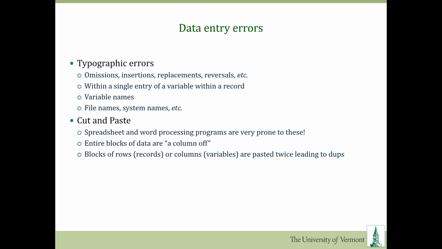Cut and paste errors happen when, in spreadsheet and word processing programs in particular, you cut a column or a row and paste it in the wrong column or the wrong row, and all the data are then off by one column, all the variables are off by one variable name. Blocks of rows, which are records, or columns, which are variables, are sometimes pasted twice, leading to duplicates.